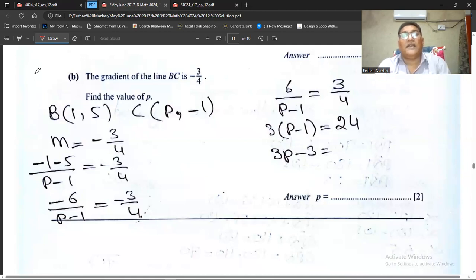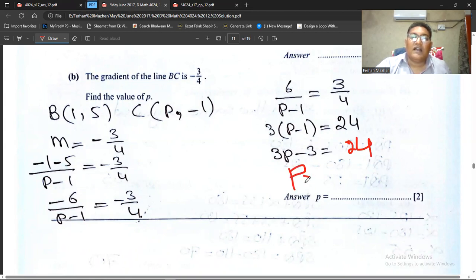Cross multiply. And so you will have 3 bracket p minus 1 equals 24. So here this will be 3p minus 3 equals 24. So this will go there and it will add. So the p will be equal to, sorry, when this minus 3 will go to the other side, it will add, you will get 27.